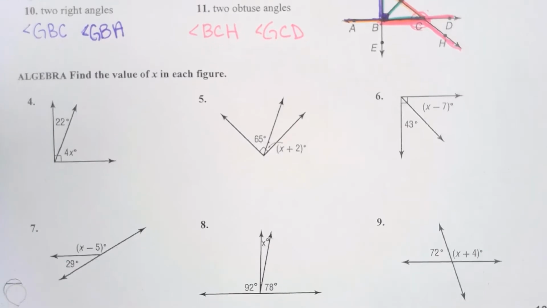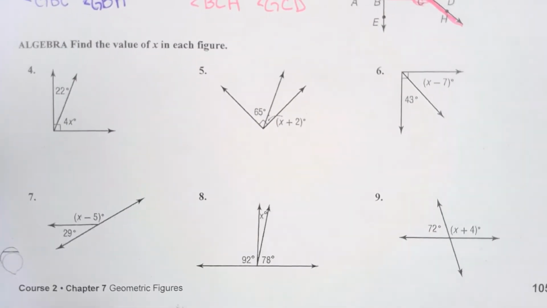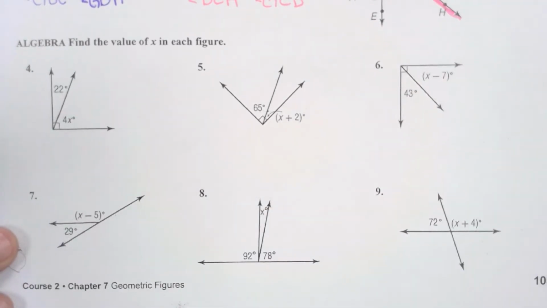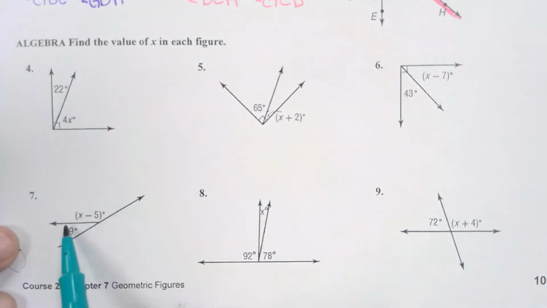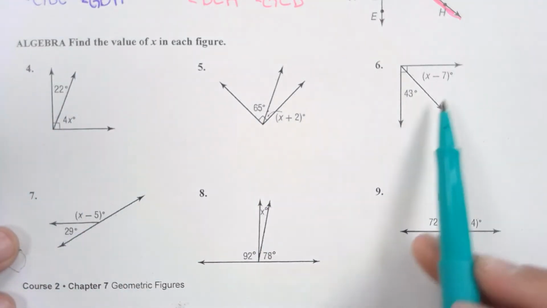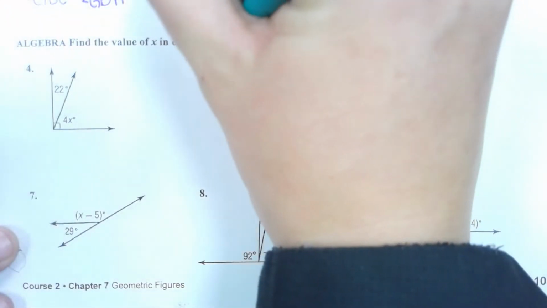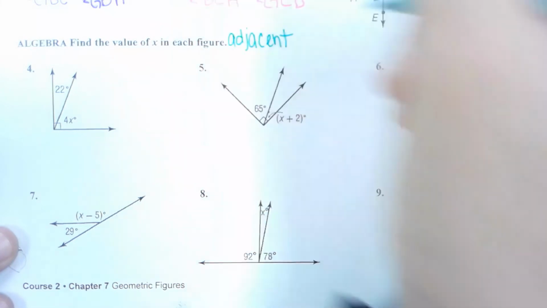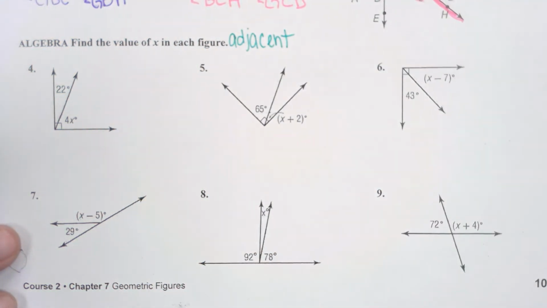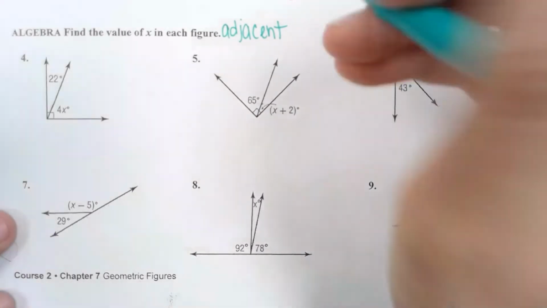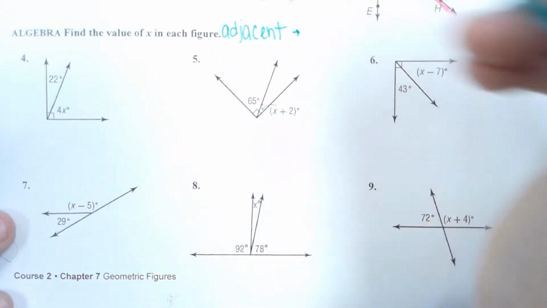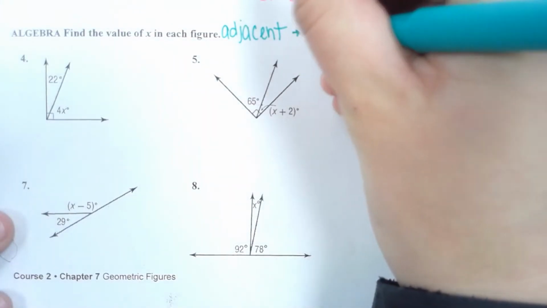All right, and the last part down here at the bottom is we just need to find the value of x in each figure. So when we find the value of x here, we first need to identify if they are vertical or adjacent angles. And looking at all of these, notice how all of these angles are right next to each other. So we have no angles that are opposite of each other. So all of these angles are going to be adjacent angles. So remember, adjacent angles are angles that are right next to each other and they share a common side. And when we have adjacent angles and we're solving for a variable, remember our task is that we are going to add the angles together.